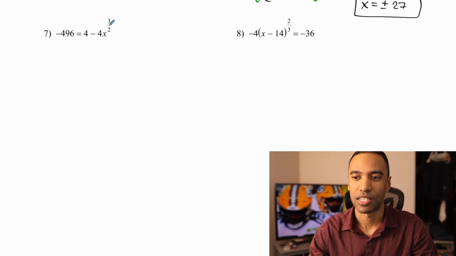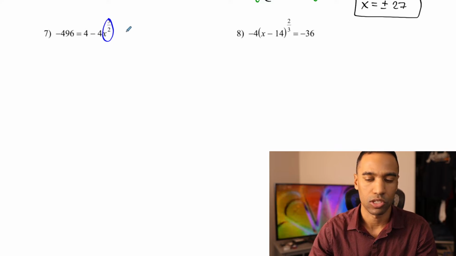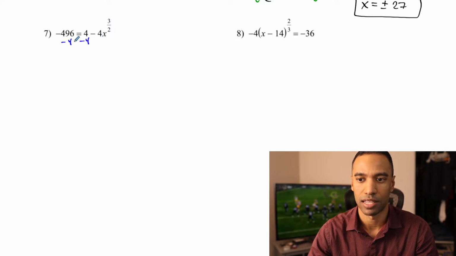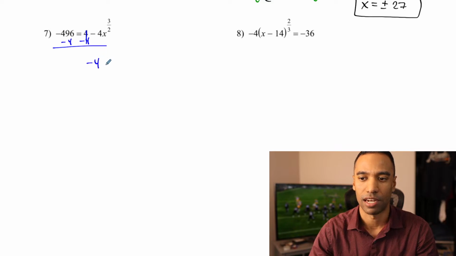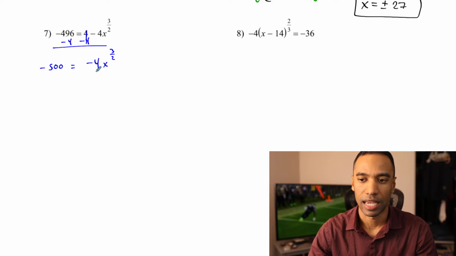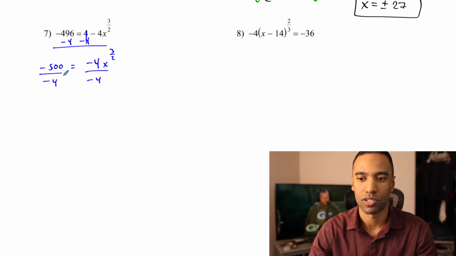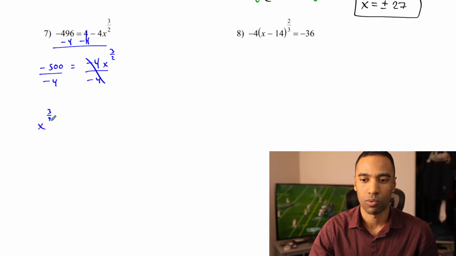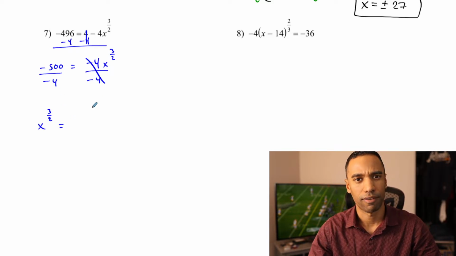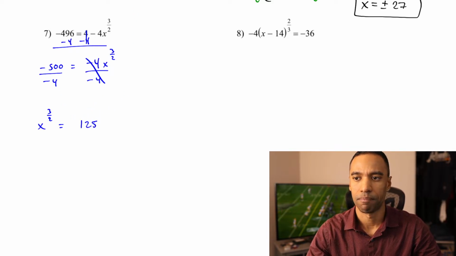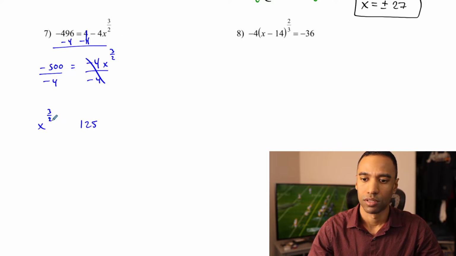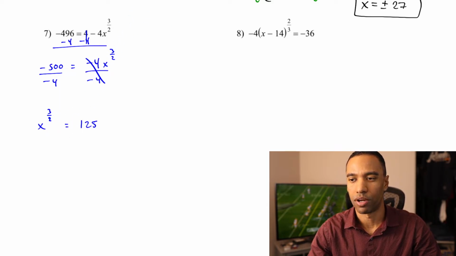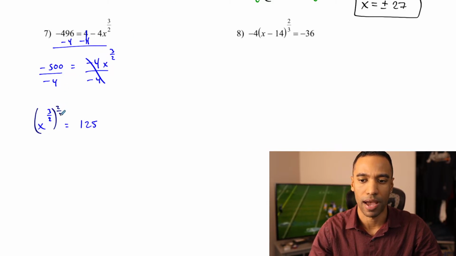So number 7, let's isolate this guy right here by doing 2 steps. I'm going to subtract this 4 from both sides like that right there. So I now have negative 4 x to the 3 halves equals negative 500. And then I got to divide both sides by negative 4. And that is an important step when it comes to isolating that stuff. So that's x to the 3 halves equals 125, positive 125, like that. Okay. So nothing new regarding what you saw in previous problems there. We get to raise both sides to the 2/3 power. That's an odd number, to the 2/3 power.